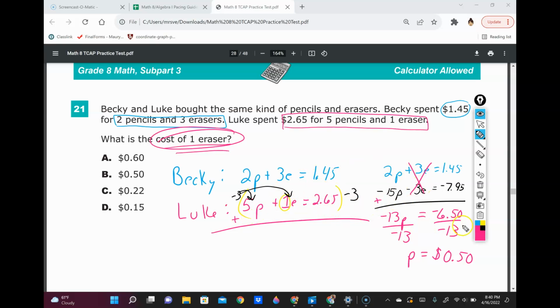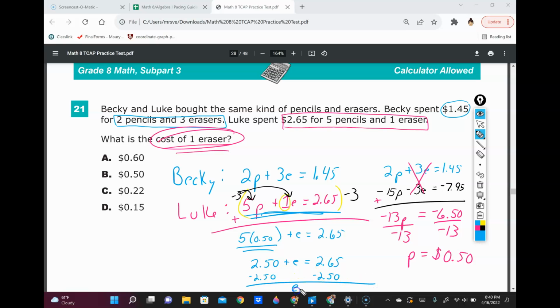It doesn't matter which one. This one right here might be the easiest. 5 times 50 cents plus E gives us that $2.65. 5 times 50 cents gives us $2.50. And again, we're just solving for E. So if you notice, we're subtracting $2.50 from both sides, and I think you guys can probably already guess to figure out what the eraser is going to be. 15 cents. Squeeze that in there for one eraser.